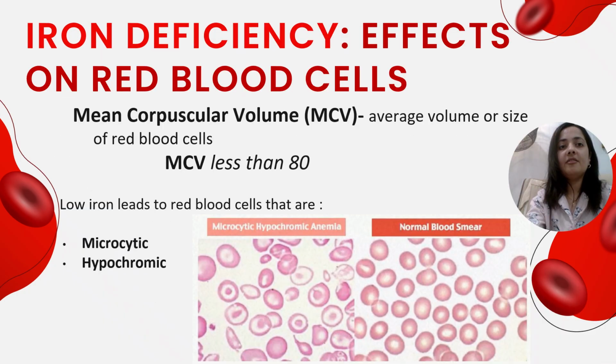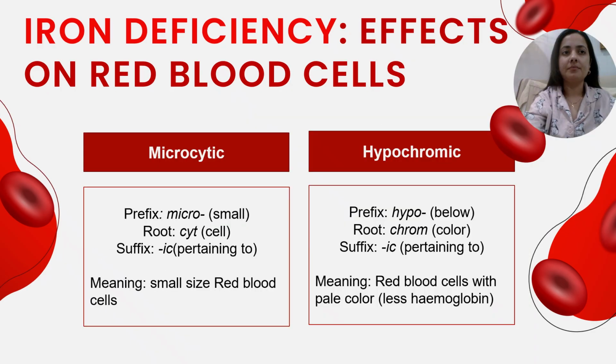When the body doesn't have enough iron to produce hemoglobin, it directly affects the structure and appearance of the red blood cells. Another very important finding in iron deficiency anemia is seen when looking at the complete blood count: the mean corpuscular volume or MCV, which is the average volume or size of the red blood cells. MCV less than 80 will be found in iron deficiency anemia, which indicates both microcytic and hypochromic red blood cells. So, when we look at the blood smear under a microscope, it shows red blood cells that are smaller than normal size and appear paler than normal because they contain less hemoglobin.